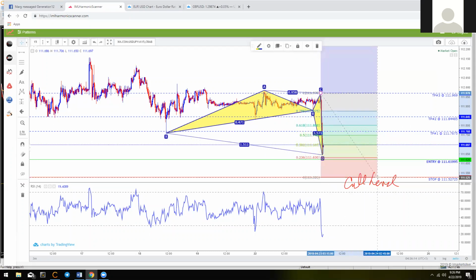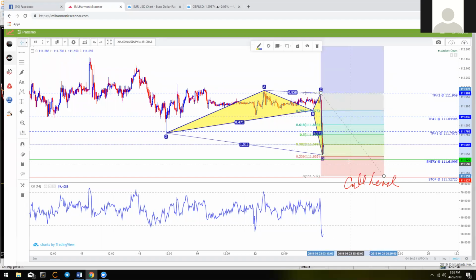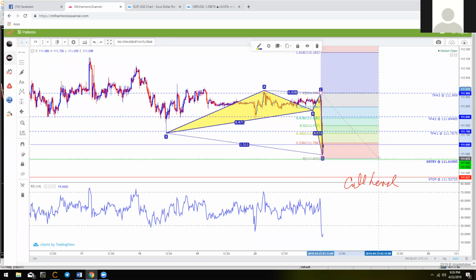Let's say price made it down to there. It's not going to activate your price up here. So then you would just have to move your entry to right here. And if it keeps going down, keep moving it down. Once it passes that 23.6%, whether it's going up or down, you know you're in at that point. Does that make sense? Yes, thank you.